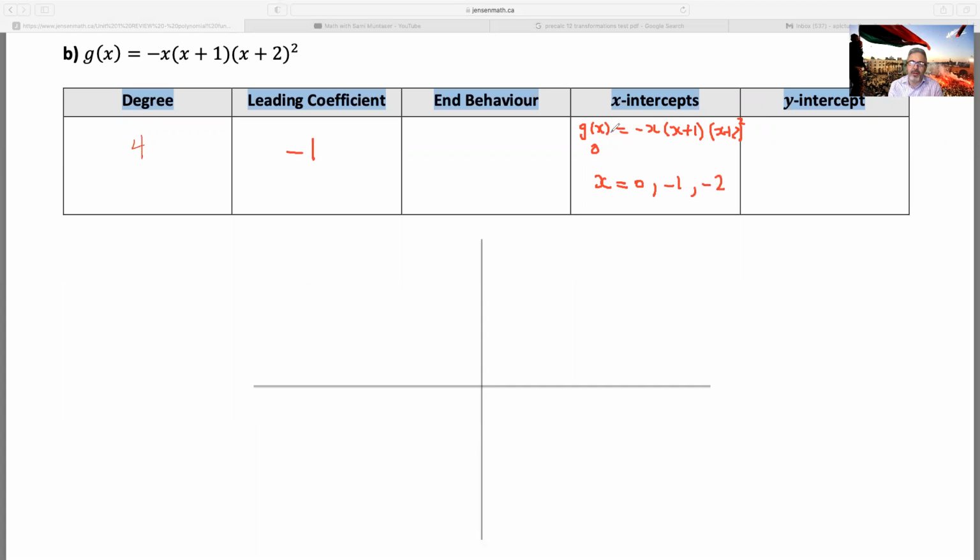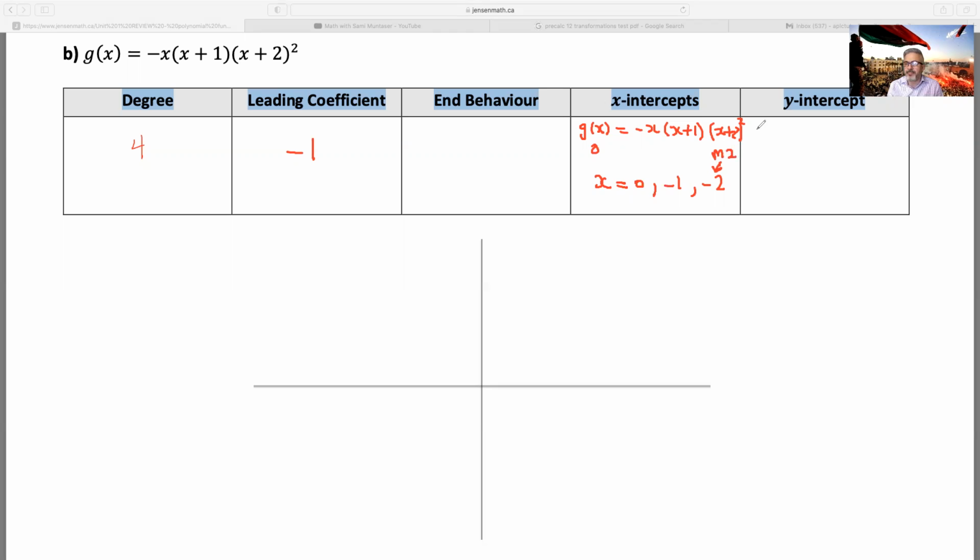If we want to find the x-intercepts or the zeros, we always factor. Since this is in factored form, it's easy for us to tell what the zeros are. So it's 0 from here, that's -1, that makes the 0, and then -2. Remember that -2 has a multiplicity of 2.